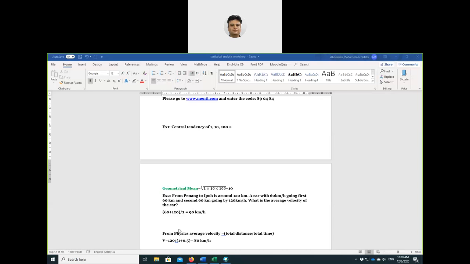Here, what's wrong when you measure the mean? 60 plus 120 divided by 2 is 90. But the real average velocity is 80. Why? Because we have not used the appropriate mean.